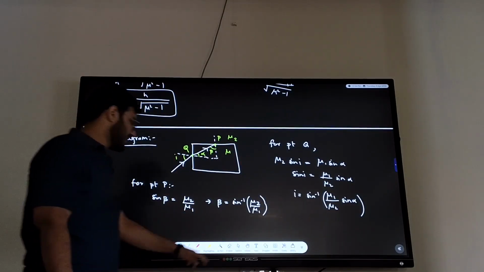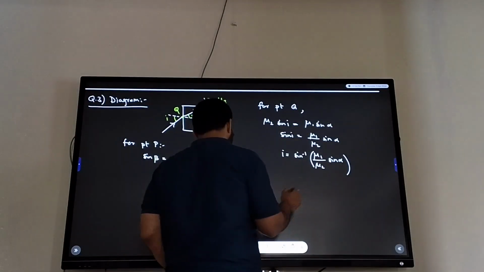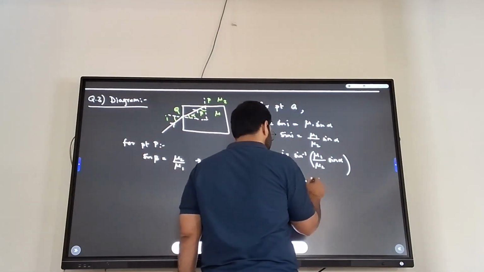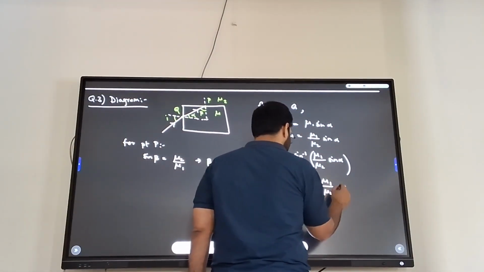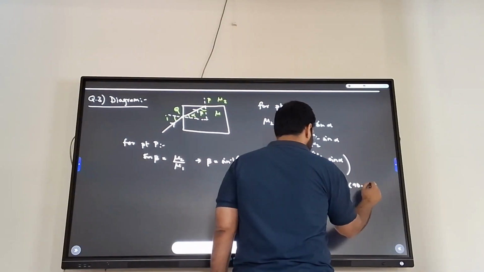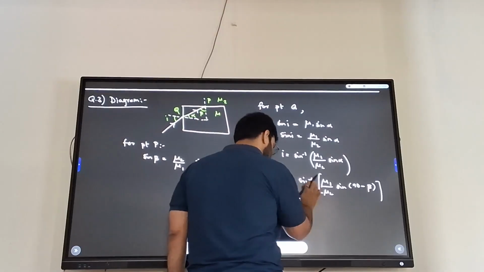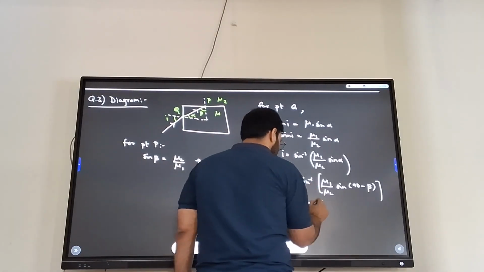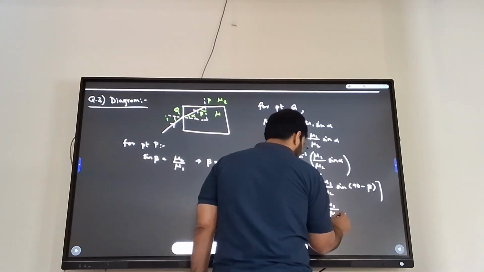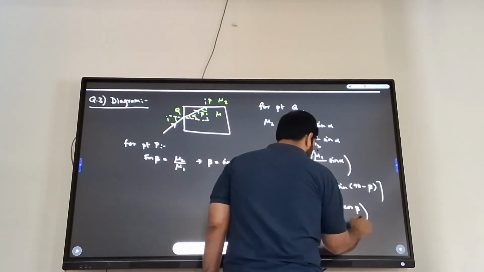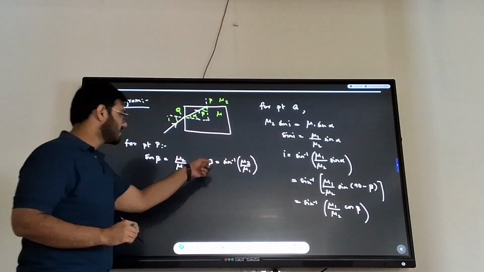Alpha equal to 90 minus beta. So what will I get then? Sine inverse of mu1 by mu2, sine of 90 minus beta. What is sine 90 minus theta? That's cos theta, right? So I got it in terms of beta. So cos beta. But what is beta?